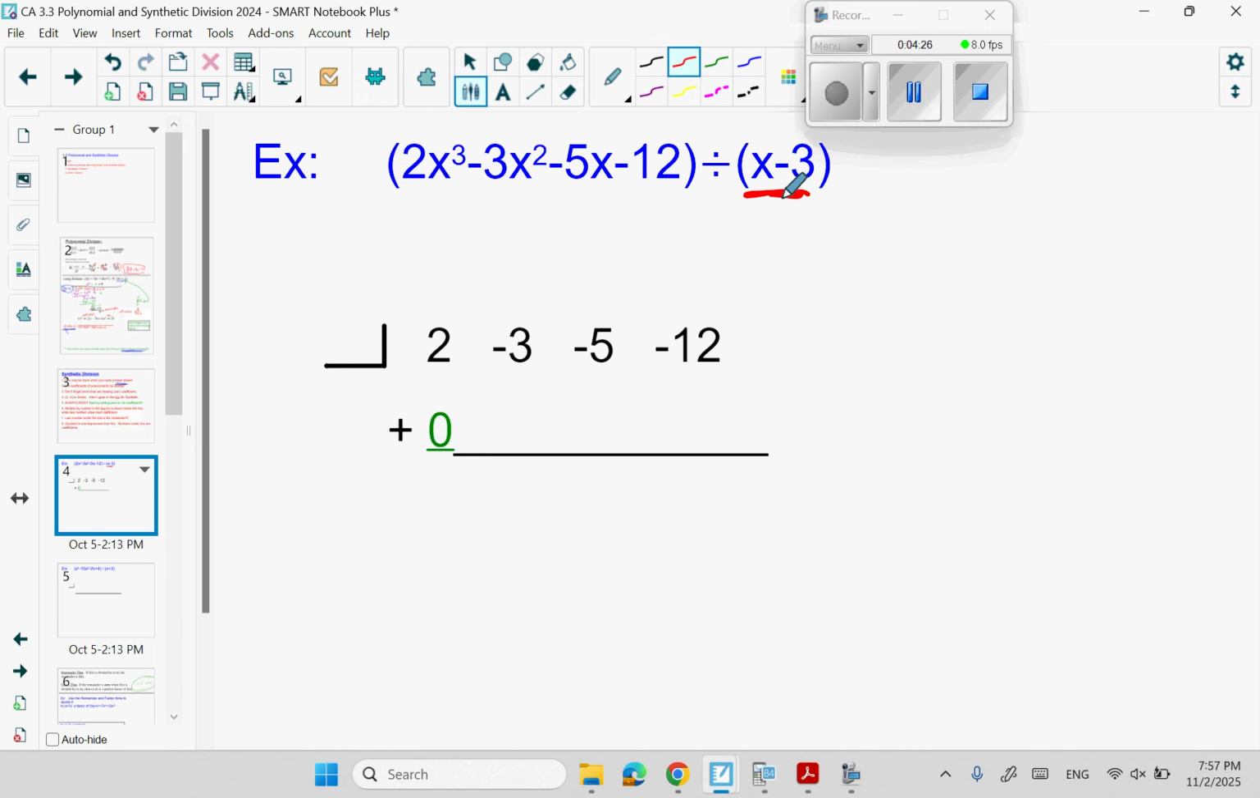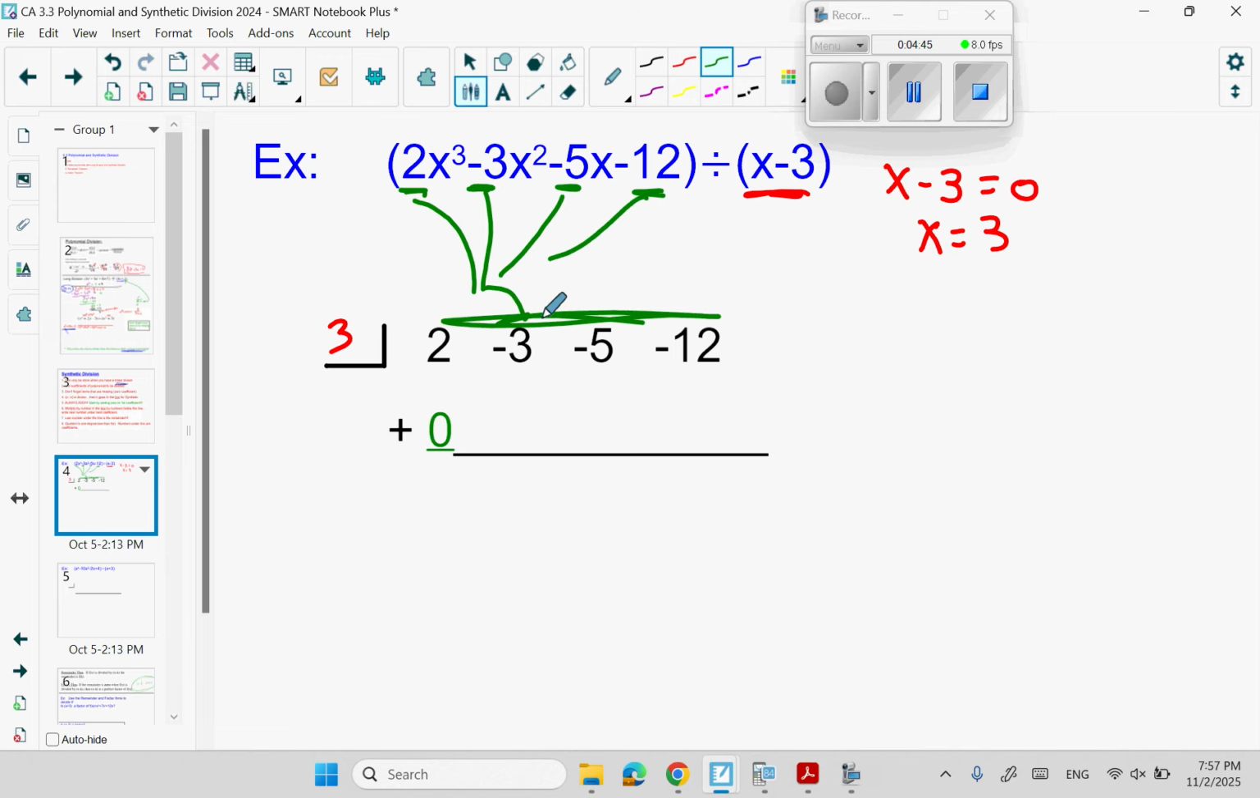So we would look at whatever we're dividing by. In this case, x minus 3 is linear, so we're going to set that equal to 0 and solve for x. We get 3. 3 is going in our box. Then I look at my coefficients, and I'm going to list them right here. I basically always drop down the first term, or if you want to think about it as adding a 0, which I wrote there. Whenever you are going directly down, you are adding. And whenever you are going sort of angular, you are multiplying.